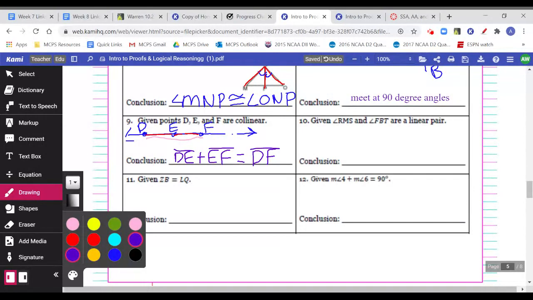So moving on once again, we have here that angle RMS and angle FBT are a linear pair. Well, let's think about what exactly a linear pair is. Remember that a linear pair is basically two angles that are adjacent and they form a line, right? I don't know the exact measure of each, but if they are forming a line together, this full angle with both of them combined is going to be 180 degrees. So my conclusion here is that the measure of angle RMS plus the measure of angle FBT is going to be 180 degrees. Again, that's just from the definition of a linear pair.